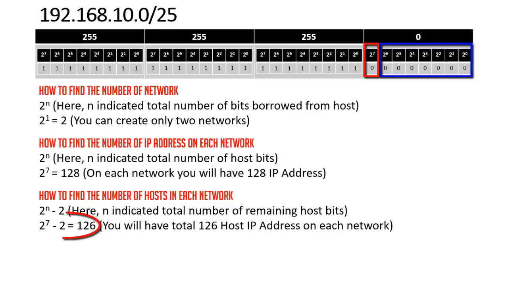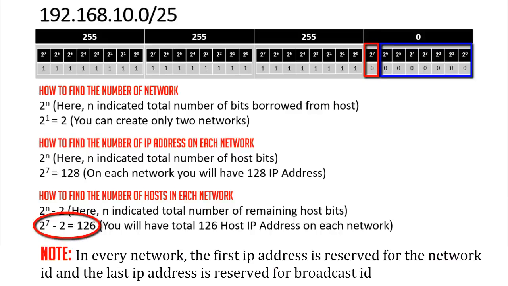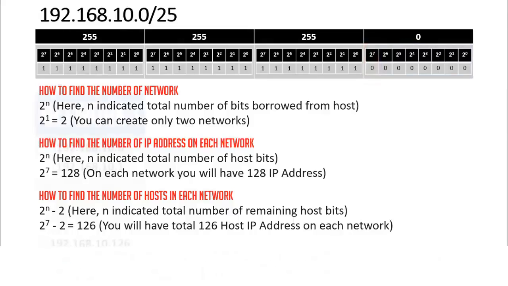Now the question is, why do we subtract 2 here? Because on every network the first IP address is reserved for the network ID and the last IP address is the broadcast ID, and these two IP addresses you cannot use. For this reason, on every network we have to subtract 2.